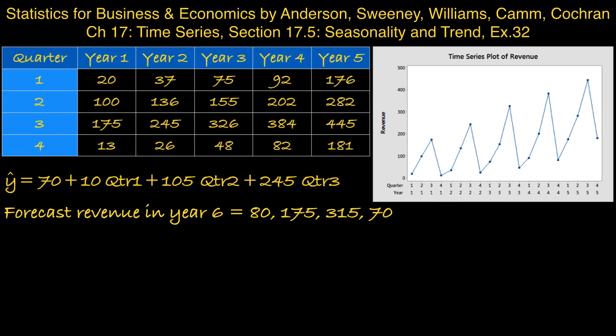So let period equal 1 refer to the observation in quarter 1 of year 1, period equal 2 refer to the observation in quarter 2 of year 1, and so on all the way up to period 20, which refers to the observation in quarter 4 of year 5. Using the dummy variables in the previous part and this new variable period, develop an estimated regression equation to account for seasonal effects and any linear trend in the time series.